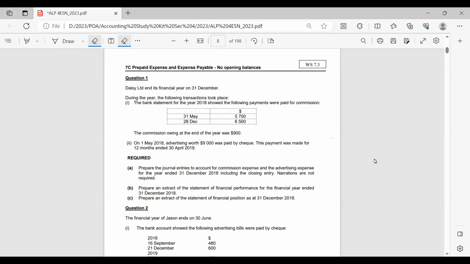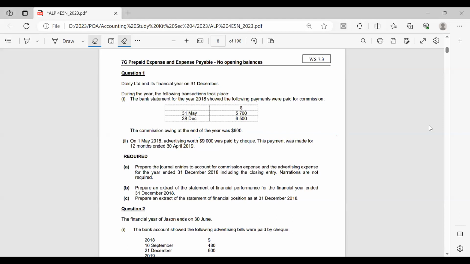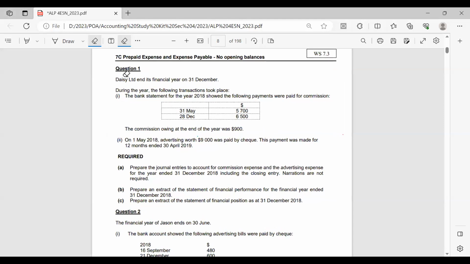Today we will be doing these questions on expense. Okay, so let's take a look at the question right now. The name of the business in this case is Daisy Limited. Of course, the business year ends on 31st December. And during the year, the following transactions take place.